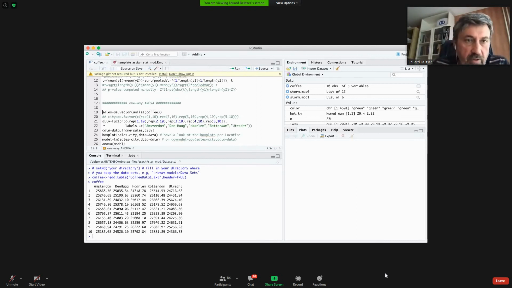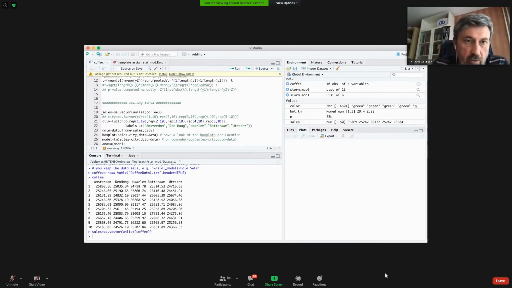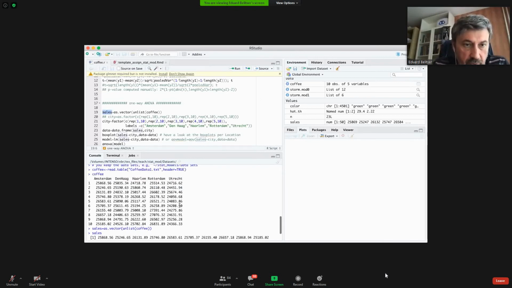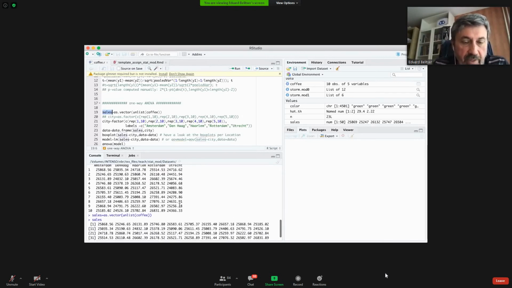So we do this sales, and we put them on top of each other. Let's have a look at what we get. Okay, so it's a very lengthy vector. So the first 10 is from, what is it, from Amsterdam, the next 10 from Den Haag, and so on.